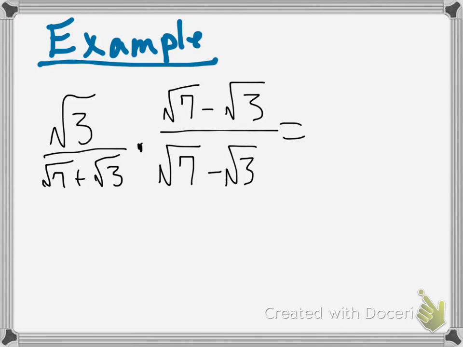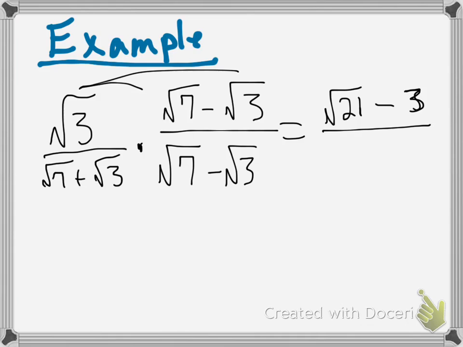Now up top, I just have to distribute my square root of 3 to both terms. Square root of 3 times the square root of 7 is the square root of 21. We just multiplied the numbers under the radical. Minus the square root of 3 times negative square root of 3 is negative 3. So I just distributed my square root of 3 right there.